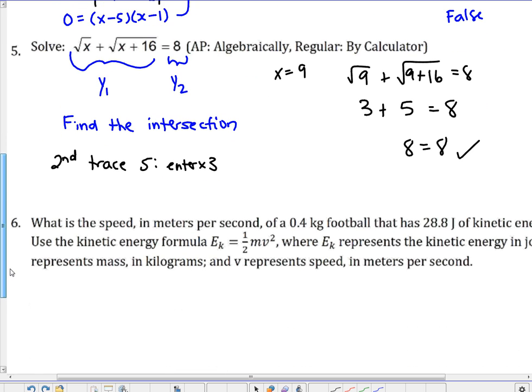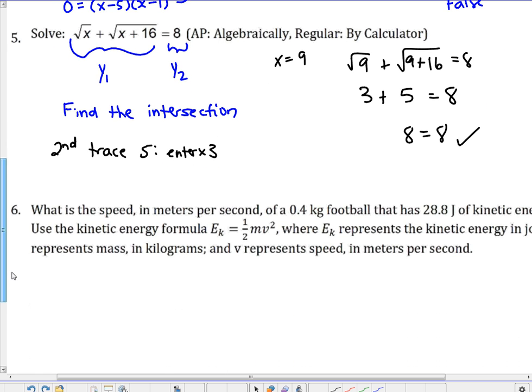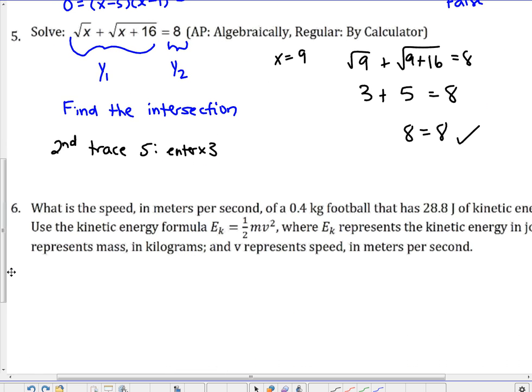Do I want to do this question? Does it look hard? Okay, then we should do it.